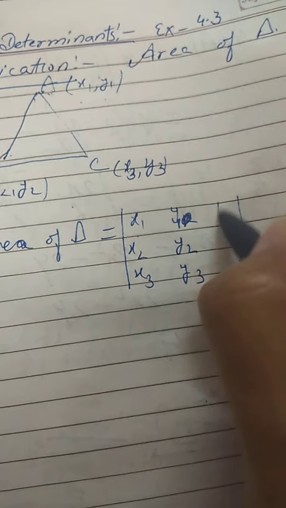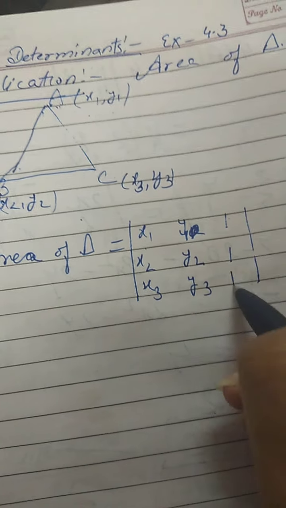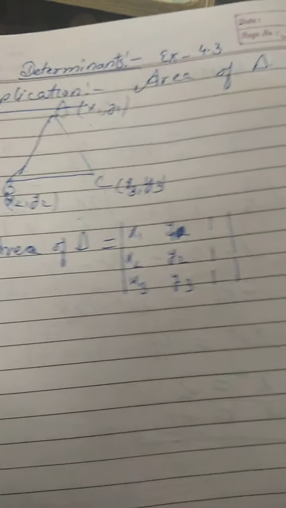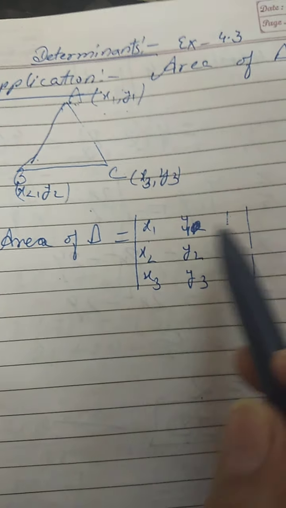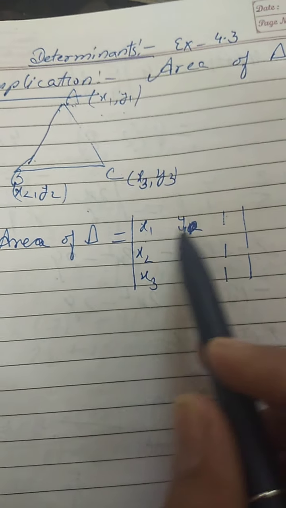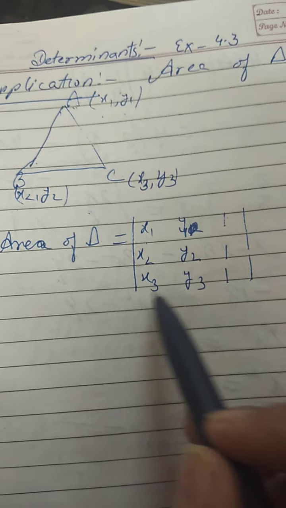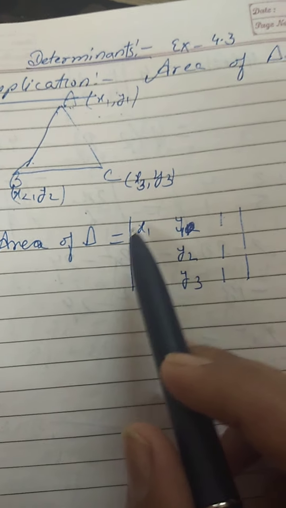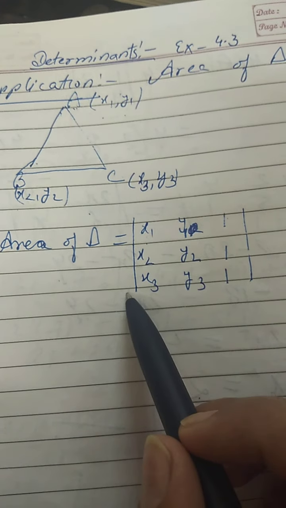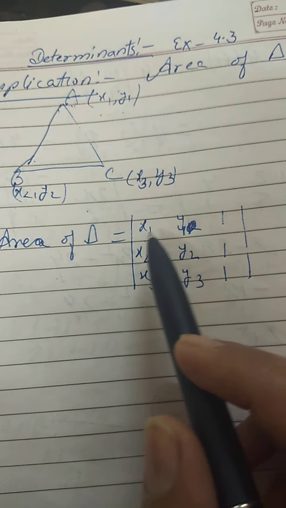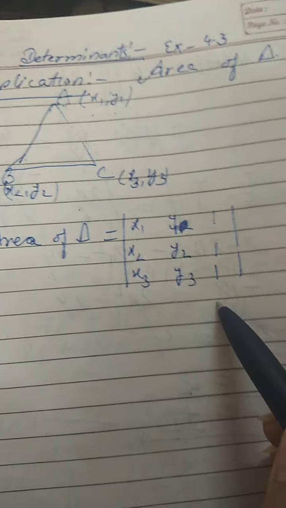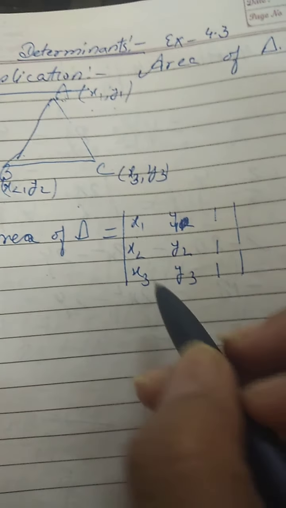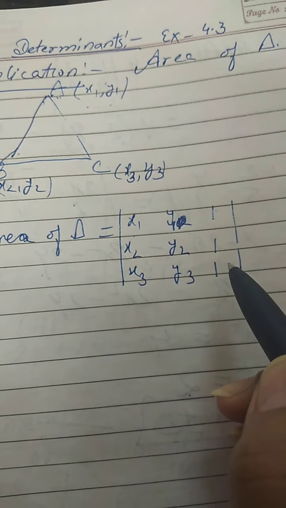But in order to find the area of the triangle, the third column we will simply fill with the identity element, that is 1. So to find the area of the triangle, we will just write down the vertices x1 y1, x2 y2, x3 y3 in the first row, second row, third row respectively, in column 1 and column 2, and the third column we write as 1 1 1. And when you expand this, we get the area.